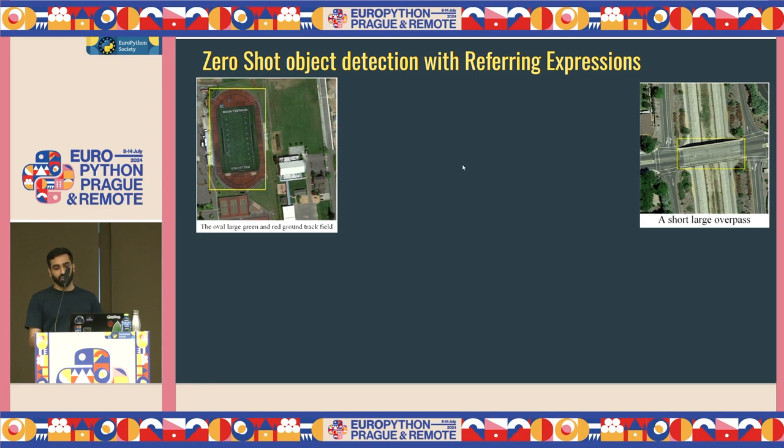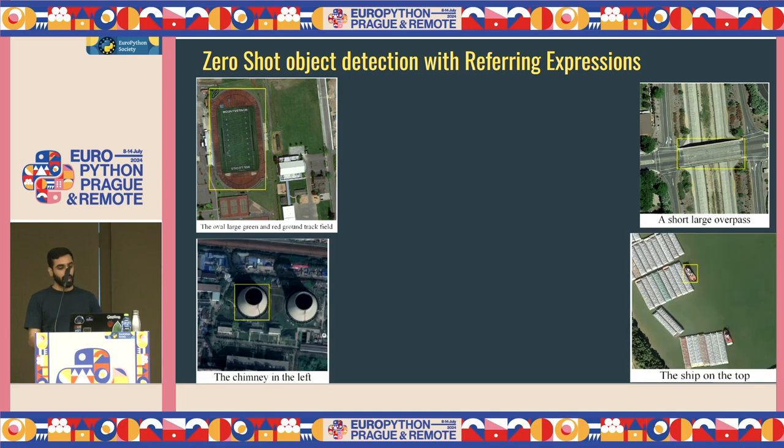Now, it can also refer to which object we want to detect. Like here, we want to detect the chimney on the left. We just have to provide a prompt. It will detect the left chimney and filter out the other ones. And similarly, here, ship on the top. So it is able to refer to what object we are trying to identify.